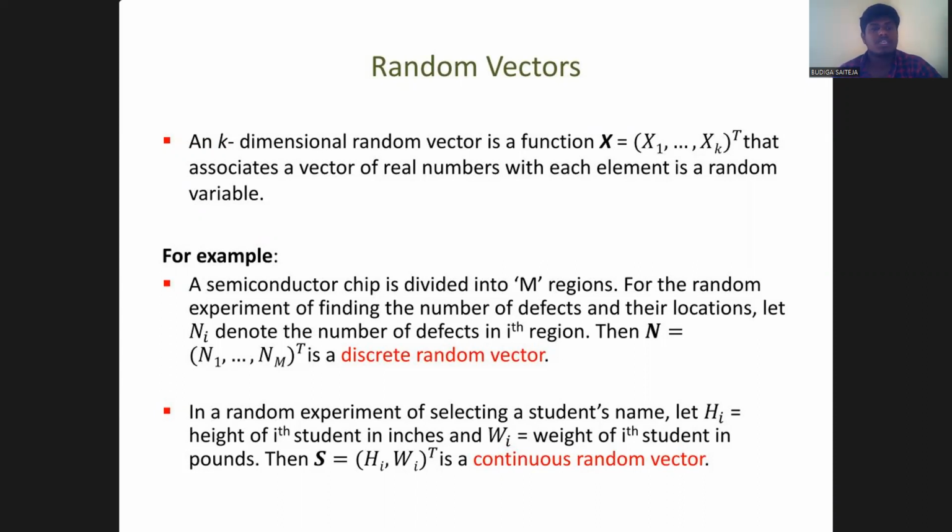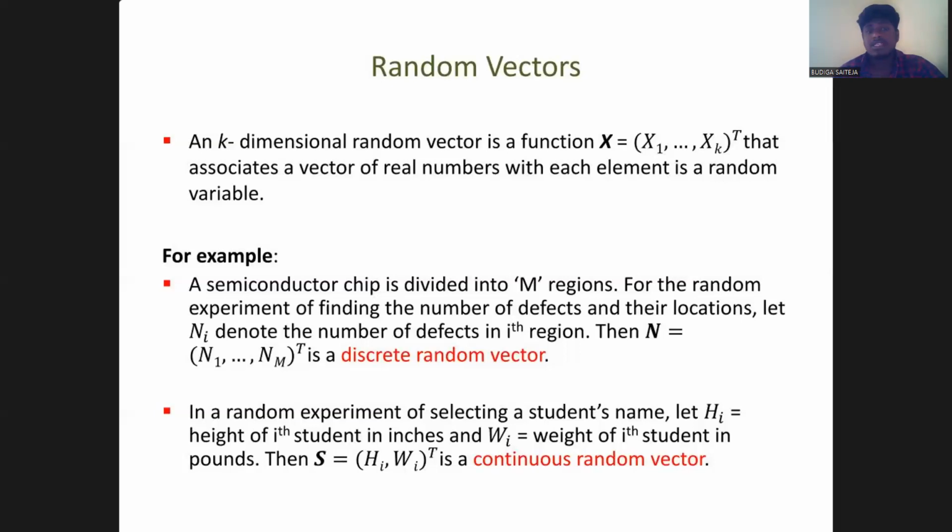For example, a semiconductor chip is divided into m regions for the random experiment of finding the number of defects and their locations. Let Ni denote the number of defects in the ith region, then N equal to (N1, and so on up to Nm) is a discrete random vector.